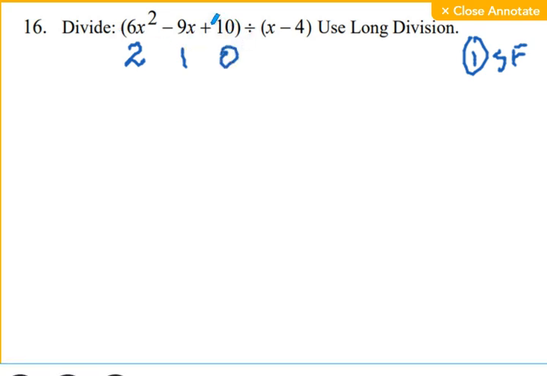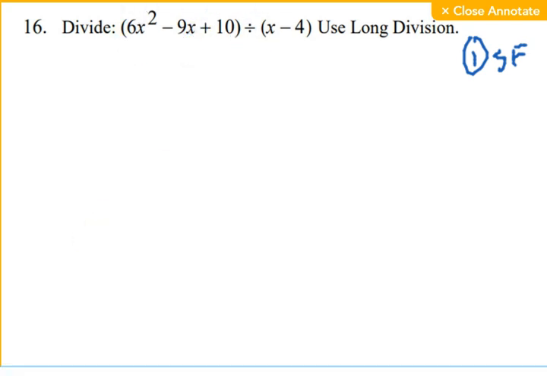Is it in order? Yes. Highest to lowest? Yes. Anything missing? No. Let's go to the second one. First degree, 0 degree. Is it in standard form? Yes. Anything missing? No. Okay. So now that we did that, let me erase this really quick. All right, so with that said, let's get started.